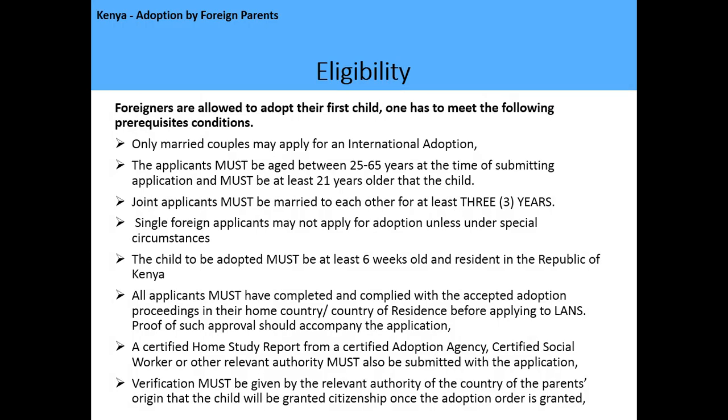The eligibility criteria is as follows. Foreigners are allowed to adopt their first child. For foreigners to be allowed to adopt the first child, one has to meet the following prerequisite conditions. First of all, only married couples may apply for an international adoption in Kenya. The applicants must be aged between 25 and 65 years at the time of submitting their application and must be at least 21 years older than the child. Joint applicants must be married to each other for at least 3 years.